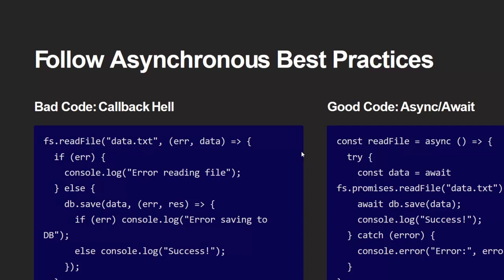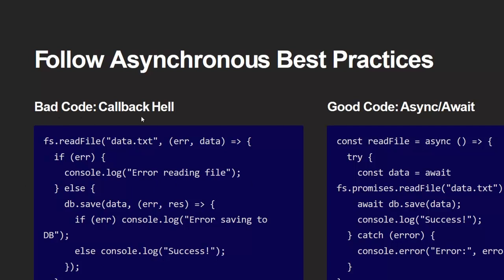Always use async and await, guys, instead of callbacks. And use the try catch method. See here, I have already used the try and catch method, and you can see async await I have used here. Try to use this. And use Promise.all for multiple asynchronous operations. For example, if you are developing multiple operations which are asynchronous, that time you can use Promise.all. So you can see here, this is the bad code.